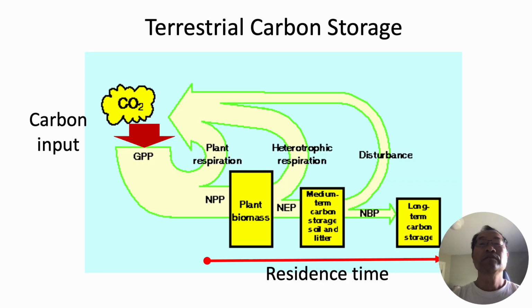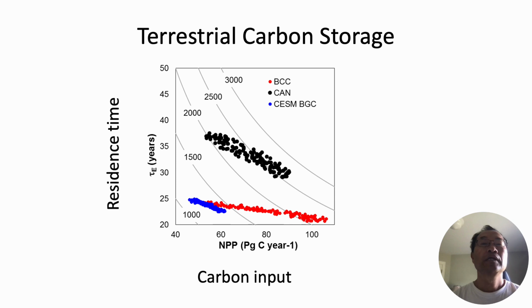Land carbon storage is determined by two parameters: carbon input and residence time. Carbon input determines the amount of carbon getting to the storage pool. The residence time determines how long the carbon can stay in the pool. As shown in these slides, carbon storage in land ecosystems is the product of carbon input and the residence time.